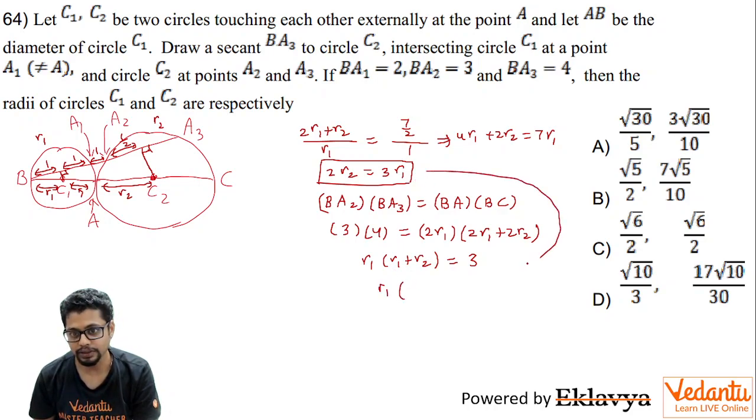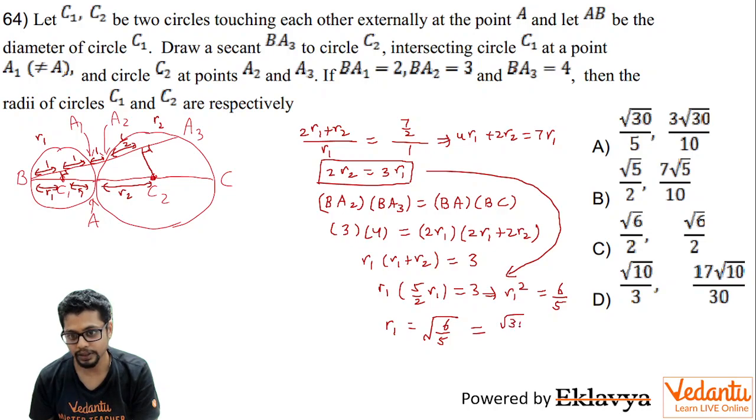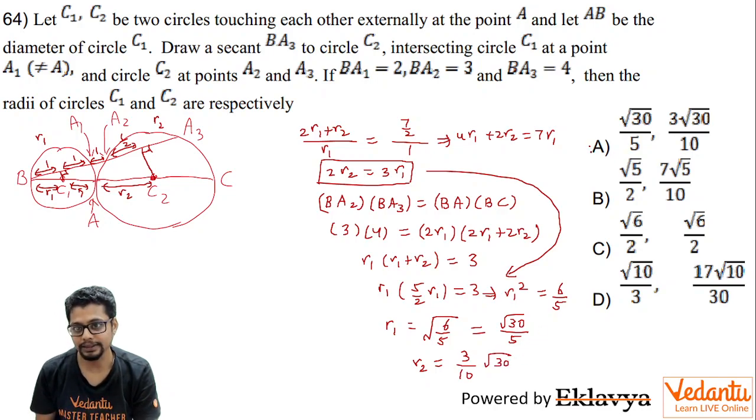So when you use this here, R2 is 3 by 2 R1, so 3 by 2 R1 plus R1 is 5 by 2 R1. So here what you get is R1 squared is equal to 6 by 5. So what about R1? R1 is root of 6 by 5, which is essentially, if you see carefully, root 30 by 5. This is what R1 is. And what about R2? R2 is essentially 3 by 2 R1, so you get 3 by 10 times root 30. So A is the answer. Thanks for listening.